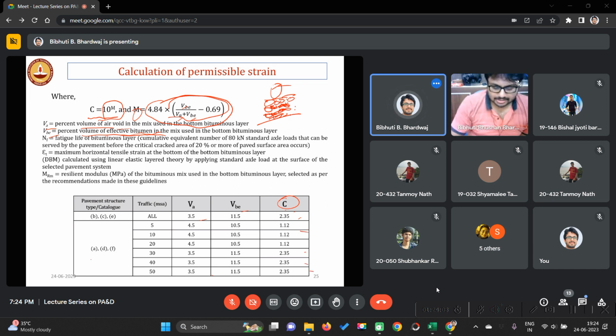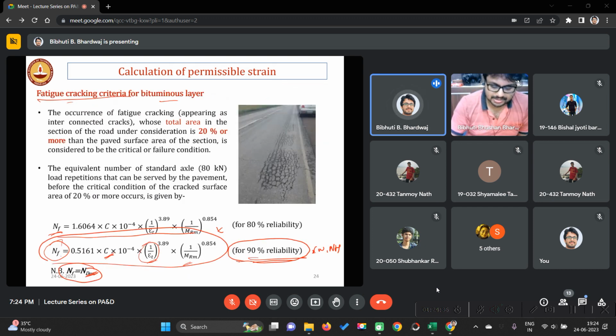So in our case, that is the pavement design catalog A, where 2 layers of bituminous layers, 2 layers of granular layers, and then subgrade, that was A, if you remember. So for that, based on the traffic, these things are already given. So generally it's 2.35, because traffic will always be higher than 50 MSA. Okay, so you'll be able to find out what C is, then you can use it here and find out what NF is. But if you see, there is one more term, MRM.